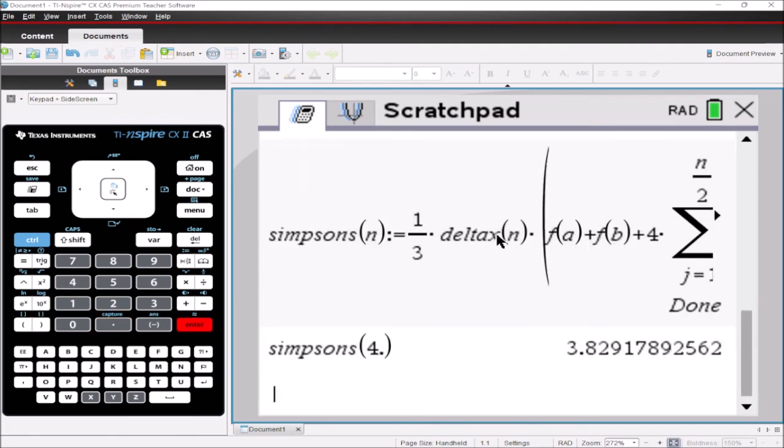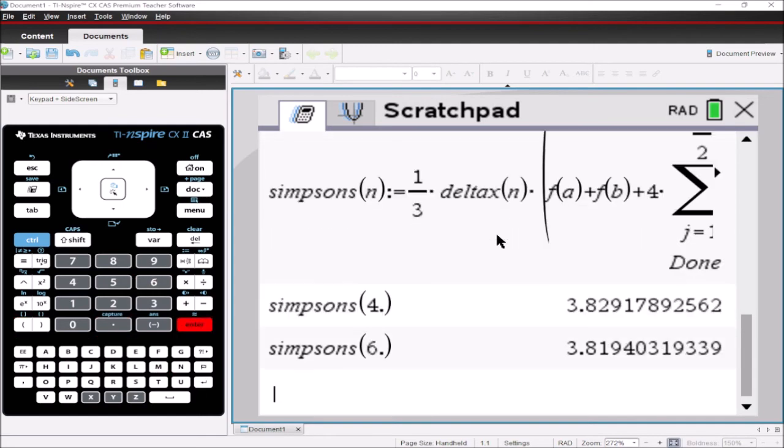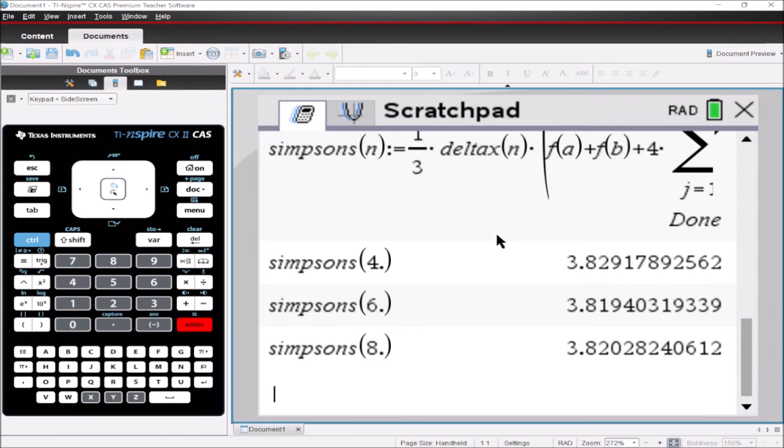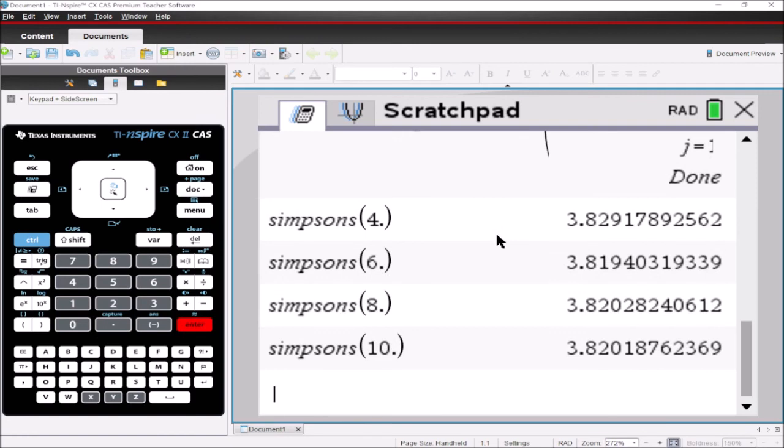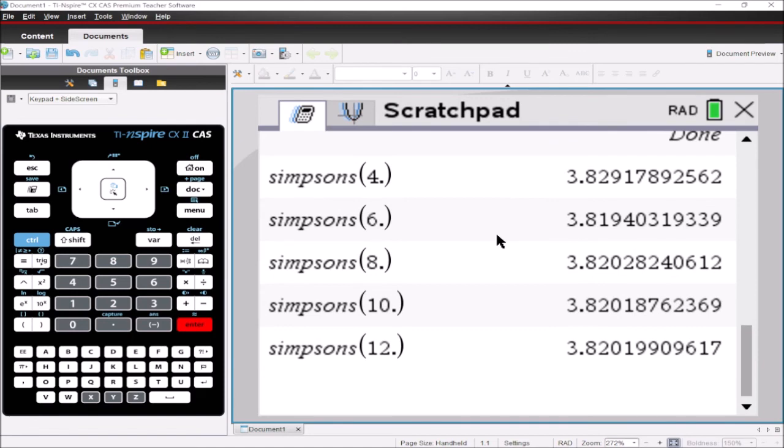All right, so Simpson's of 4. Now let's do 6. That looks better. All right, so they do not agree to 4 decimal places. So let's continue on. 8. They don't agree. 10. They don't agree. 12. There you go, they agree.